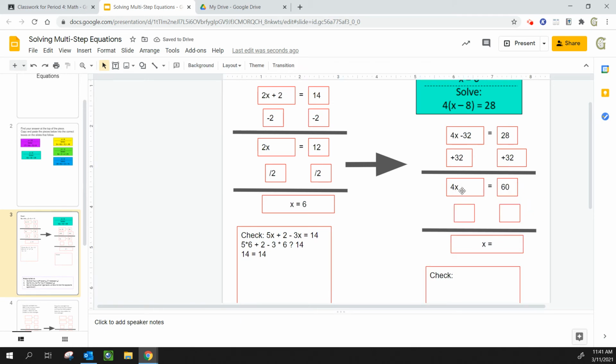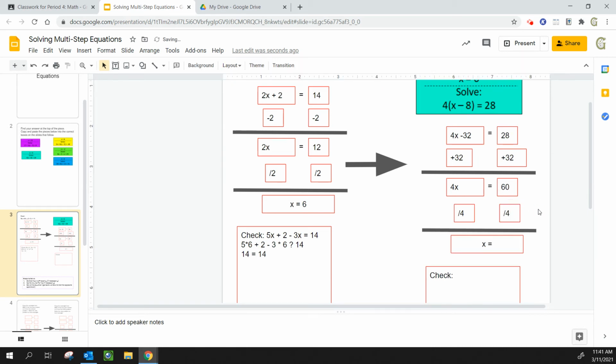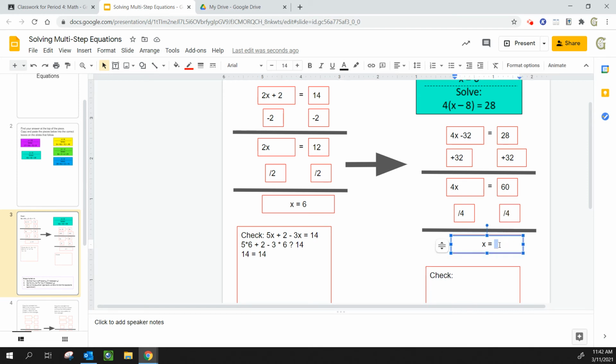Then the 4 and the x are chilling next to each other, so that means multiply. So to fix it, I need to divide. So divide by 4, divide by 4. And so 4 divided by 4 is 1. That just leaves us x. And on the other side, 60 divided by 4 is 15.